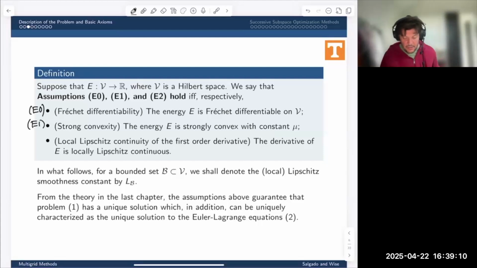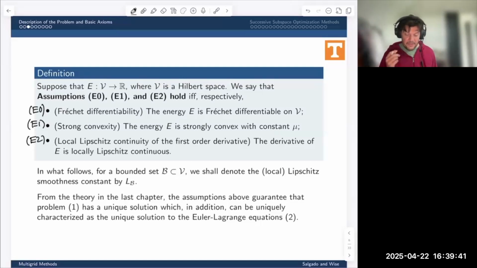E1 is the assumption that E is strongly convex. And assumption E2 is that the energy is locally Lipschitz smooth. Or said in another way, we can say that the first order derivative is locally Lipschitz continuous. I think in the previous chapter we called this local Lipschitz smoothness.